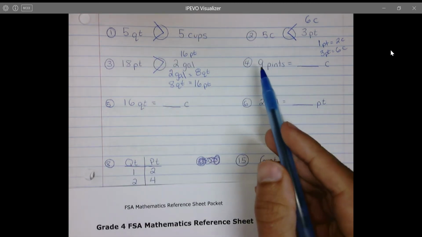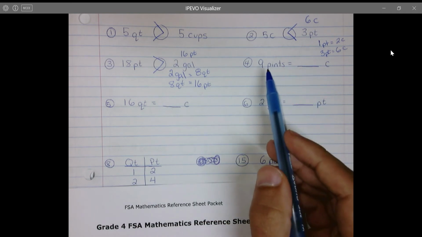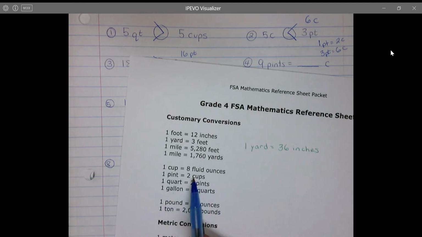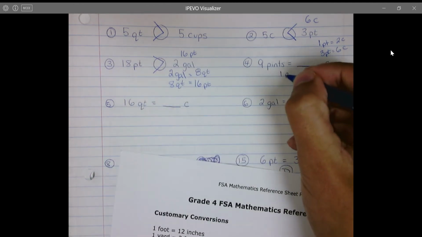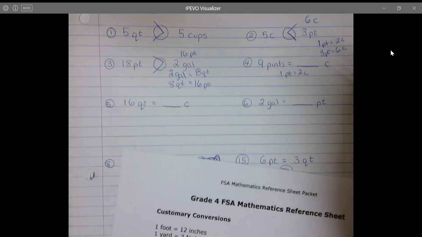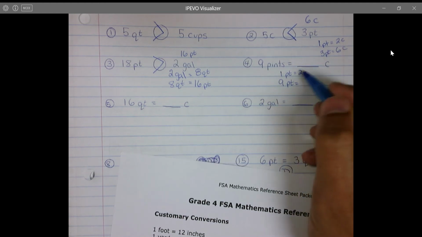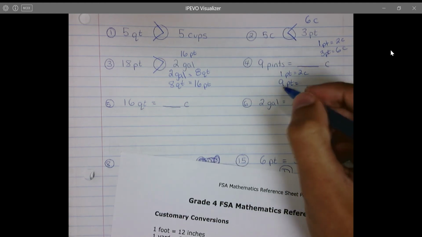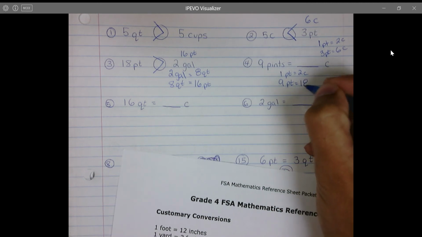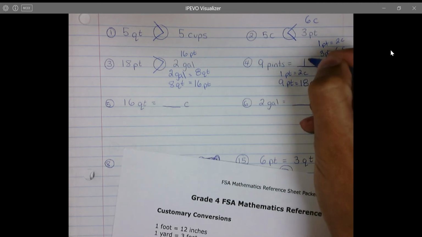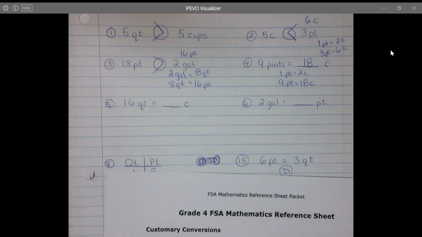All right, number 4, straight up conversion. I have 9 pints equals how many cups? Well, 1 pint is 2 cups, therefore for 9 pints I have 9 groups of 2 cups, so that'd be 9 multiplied by 2, which is 18 cups. 9 pints is the same thing as 18 cups.